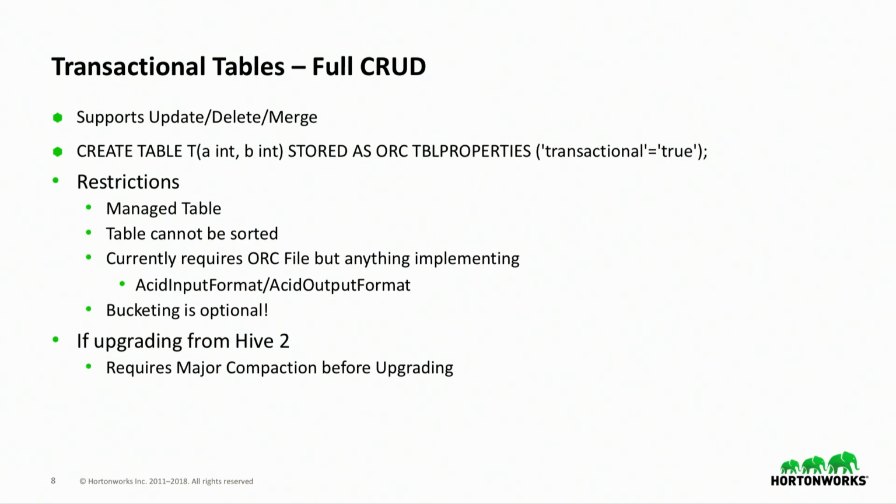Now, if you use these tables in Hive 2, you know that bucketing was required in order to achieve performance, so as of Hive 3, bucketing is optional, which makes these tables easier to use. Also, some of the changes that were made in Hive 3 require you to run a major compaction on any of these transactional tables that were created in Hive 2. And that's really important because without running a major compaction, Hive 3 will not properly read them.